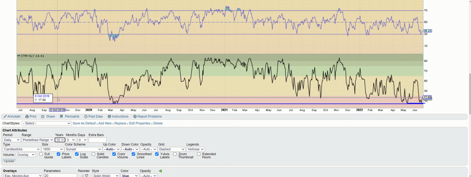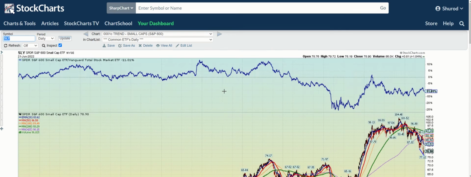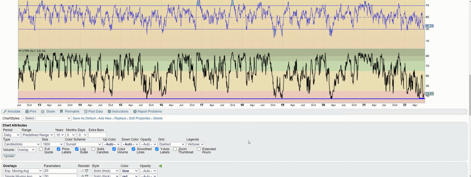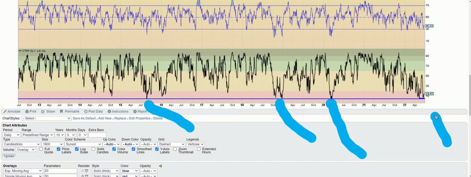I'm going to put this on a 10-year real quick. I'm just doing this to show you this level. This extreme level that we are at on the Chande Trend Meter, going back 10 years now. You see we hit this level once, tried to hit it again back here in 2018, 2019, and then March 2020. You see where we are right now, y'all? We are at extremes on the Chande Trend Meter.